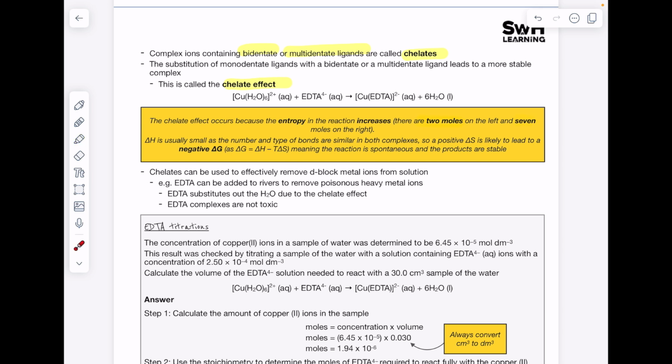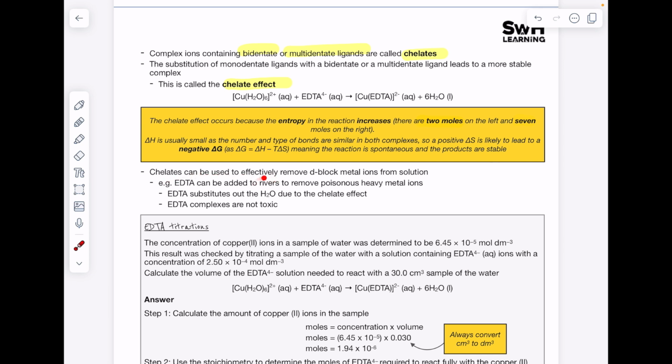You can add that up. 2 moles versus 7. Now, our enthalpy change is usually small, as the number and type of bonds are similar in both complexes, so a positive entropy change is likely to lead to a negative Gibbs free energy, meaning that the reaction is spontaneous, it's feasible, and therefore the products are stable.